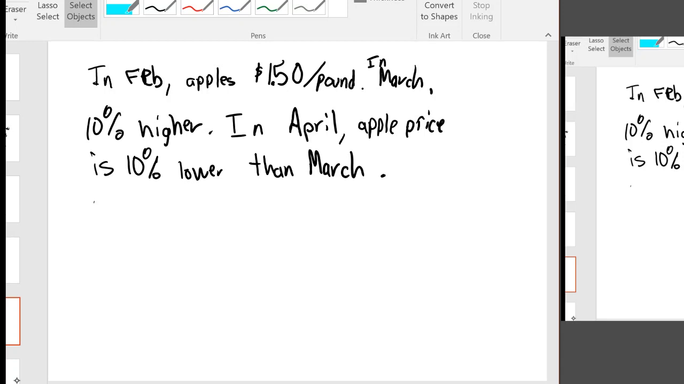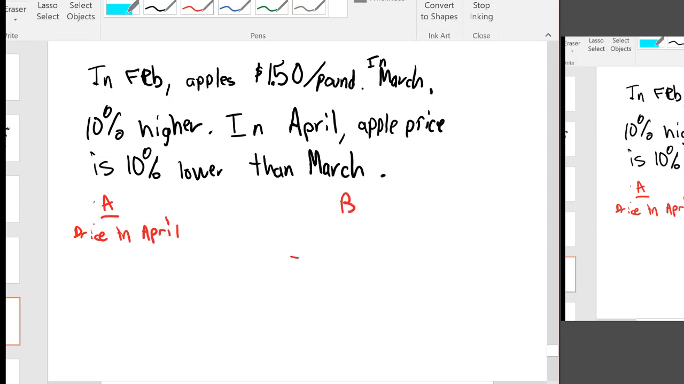Save one of the harder problems for last. In February, apples are $1.50 a pound. In March, the price of the apples was 10% higher than the February price. In April, the price of apples was 10% lower than the March price. So they want to know A, the price of apples in April, versus B, $1.50.